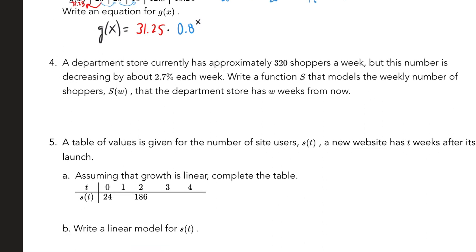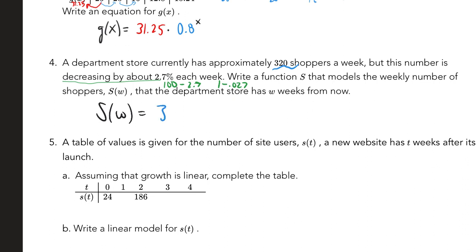Another word problem. A department store currently has approximately 320 shoppers a week, but this number is decreasing by about 2.7% each week. Write a function s that models the number of shoppers as a function of weeks. So starting value, right? This percent decrease idea, so from 100%, 100 minus 2.7. You can do that math, or you can just write it as 1 minus 0.027 in your function.